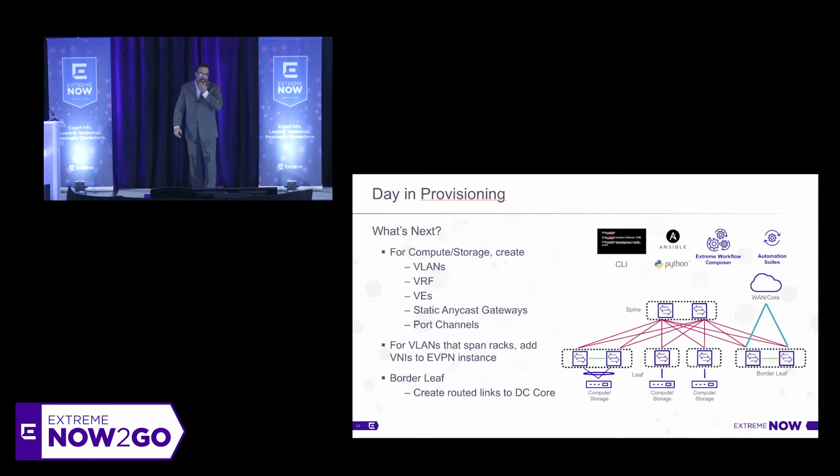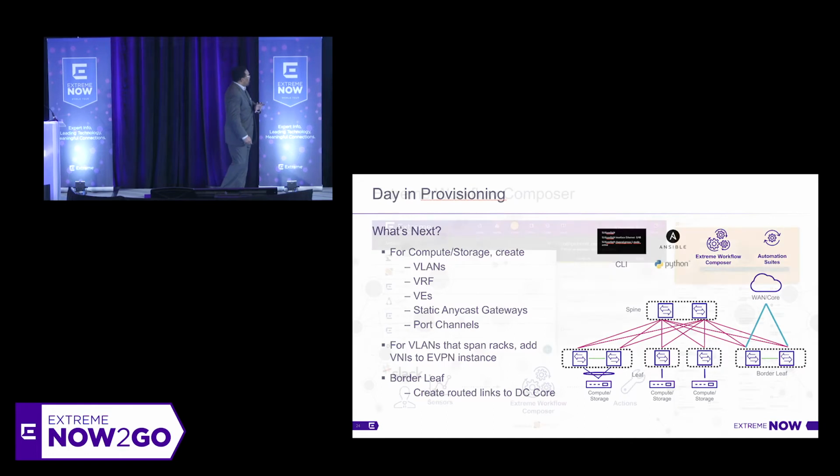So day-in provisioning, what else needs to be done? Well, again, there are other things from automation that you can build. There's VLAN provisioning, VRFs, you know, virtual Ethernet, static gateways, and connection to your, you know, your core links or your internet. These things have to be provisioned. All these things for day-in provisioning can be done, again, with automation tools that you have with Workflow Composer, Extreme Management Center, or other automation tools such as Ansible and Python and those tools as well. So you have to consider that.